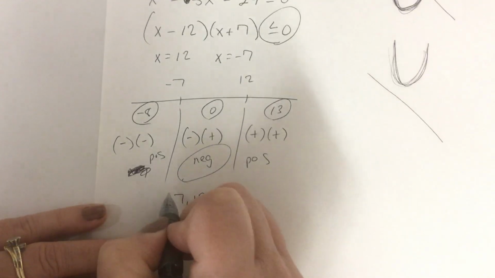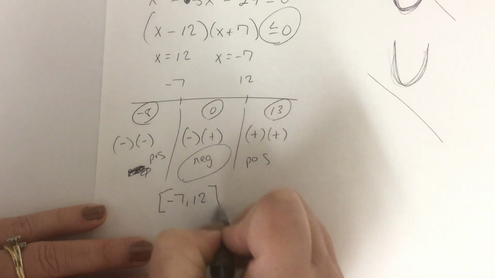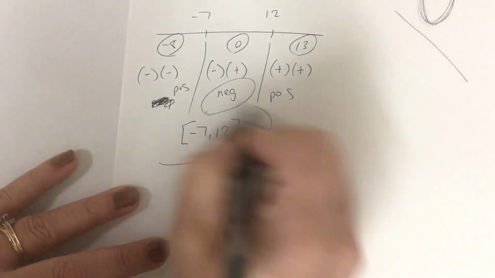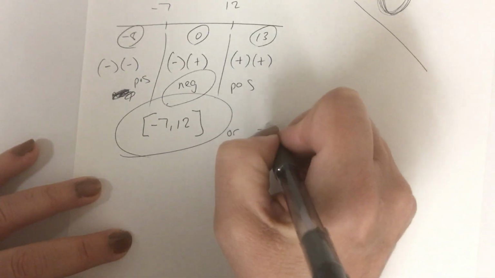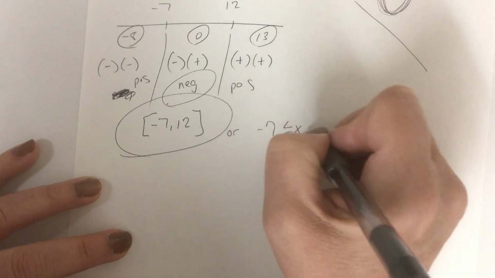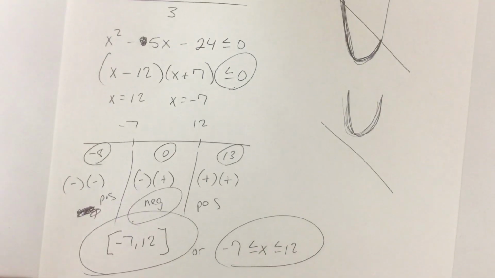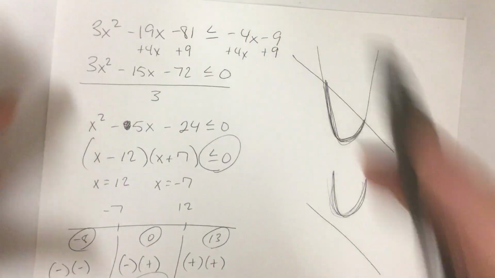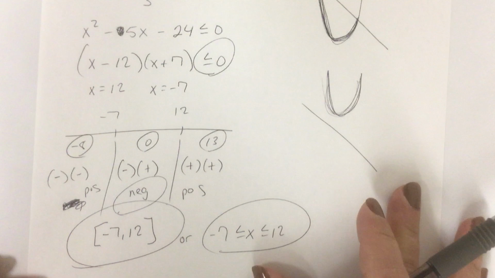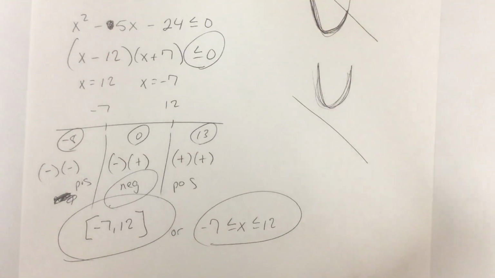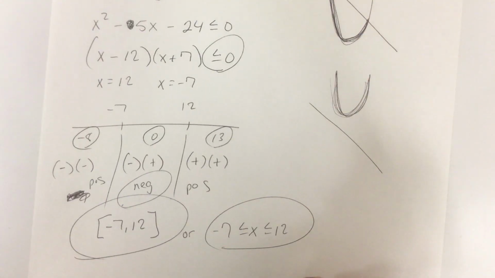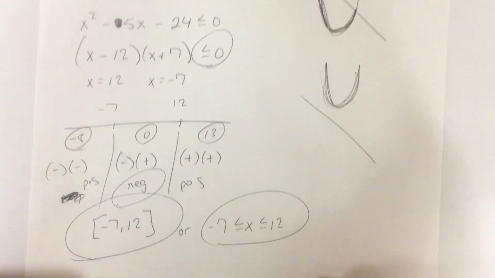It's less than or equal to, so it's a bracket. So you could answer it that way, or you could say negative 7 is less than or equal to x, which is less than or equal to 12. Okay, so hopefully that makes sense. After we do quadratics and lines, we will move on to more complicated equations. So make sure you understand this process, because we're going to use this process no matter how complicated the equation starts.